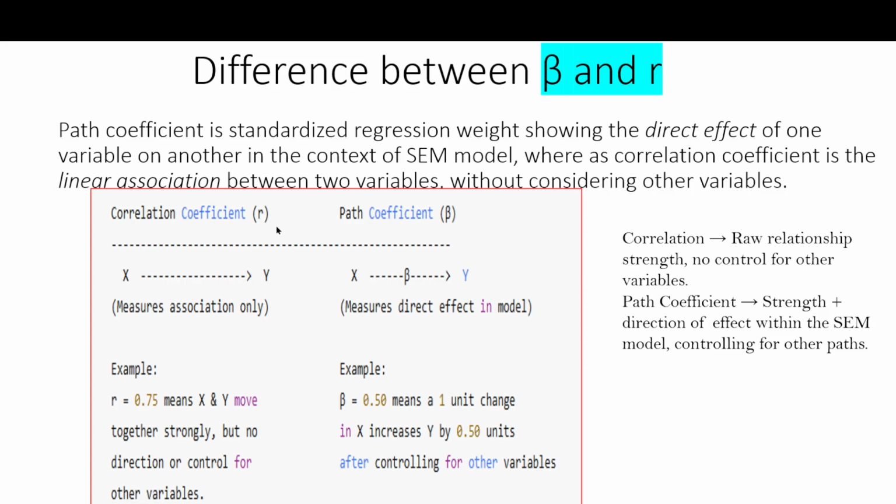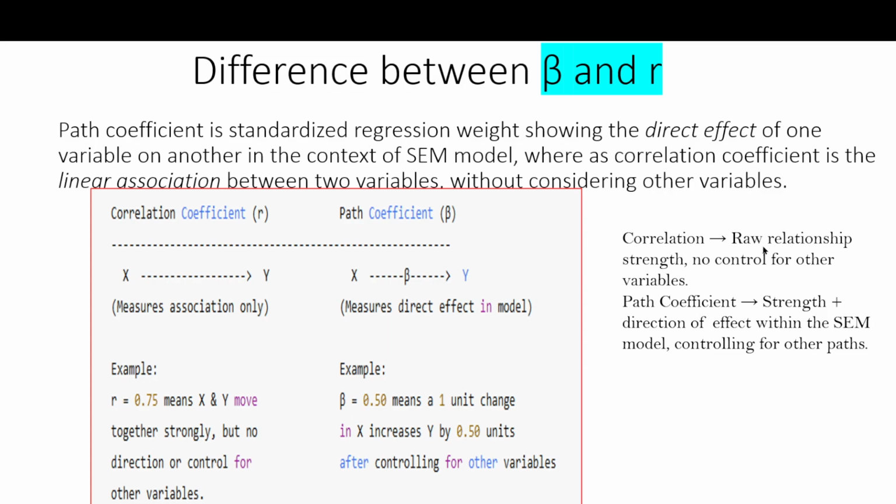For example, the correlation coefficient measures association only, whereas beta measures the direct effect in the model by controlling for the other variables. If R is 0.75, it means X and Y move together strongly, but there is no direction or control for the other variables. But if beta is 0.5, it means a 1 unit change in X increases Y by 0.5 units after controlling for the other variables. So this is the important difference between beta and R.